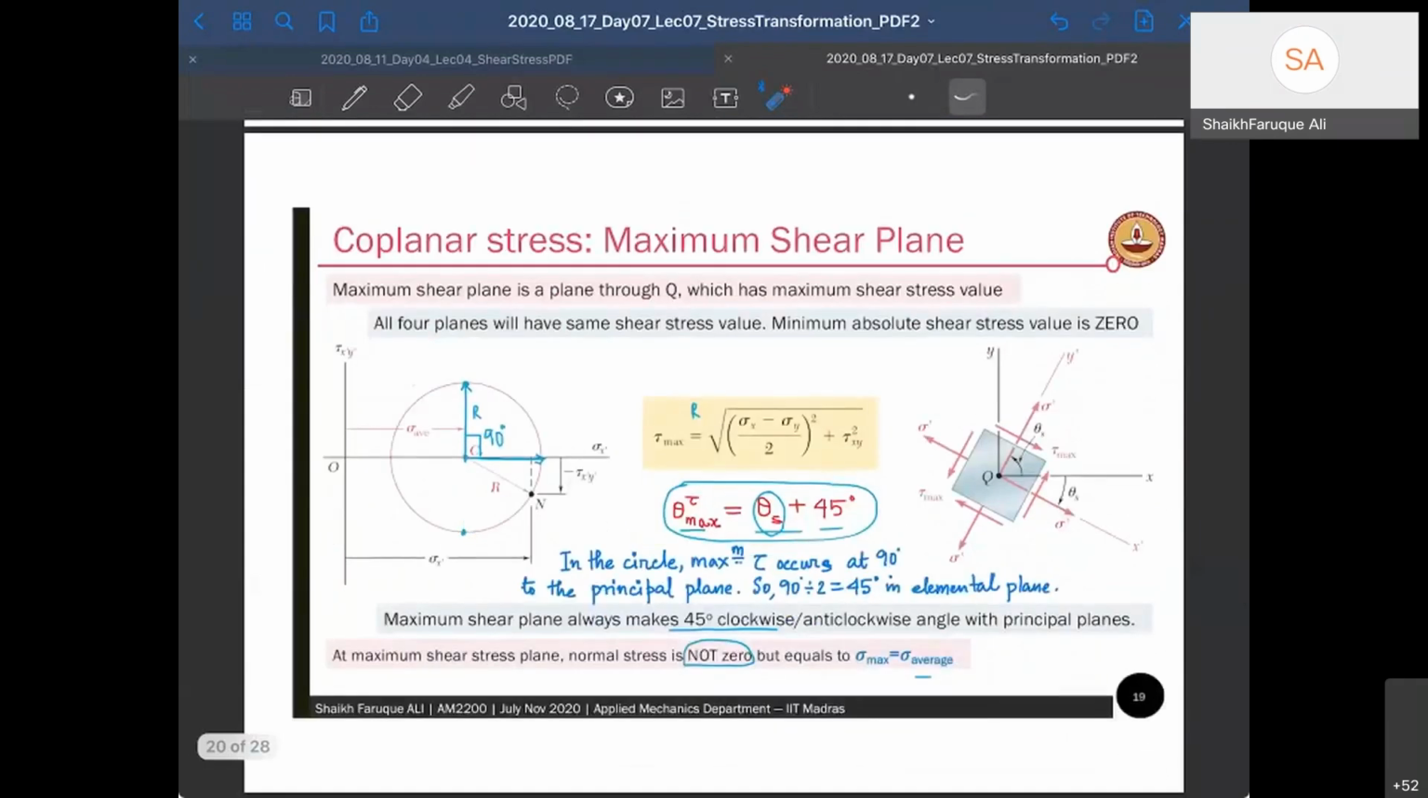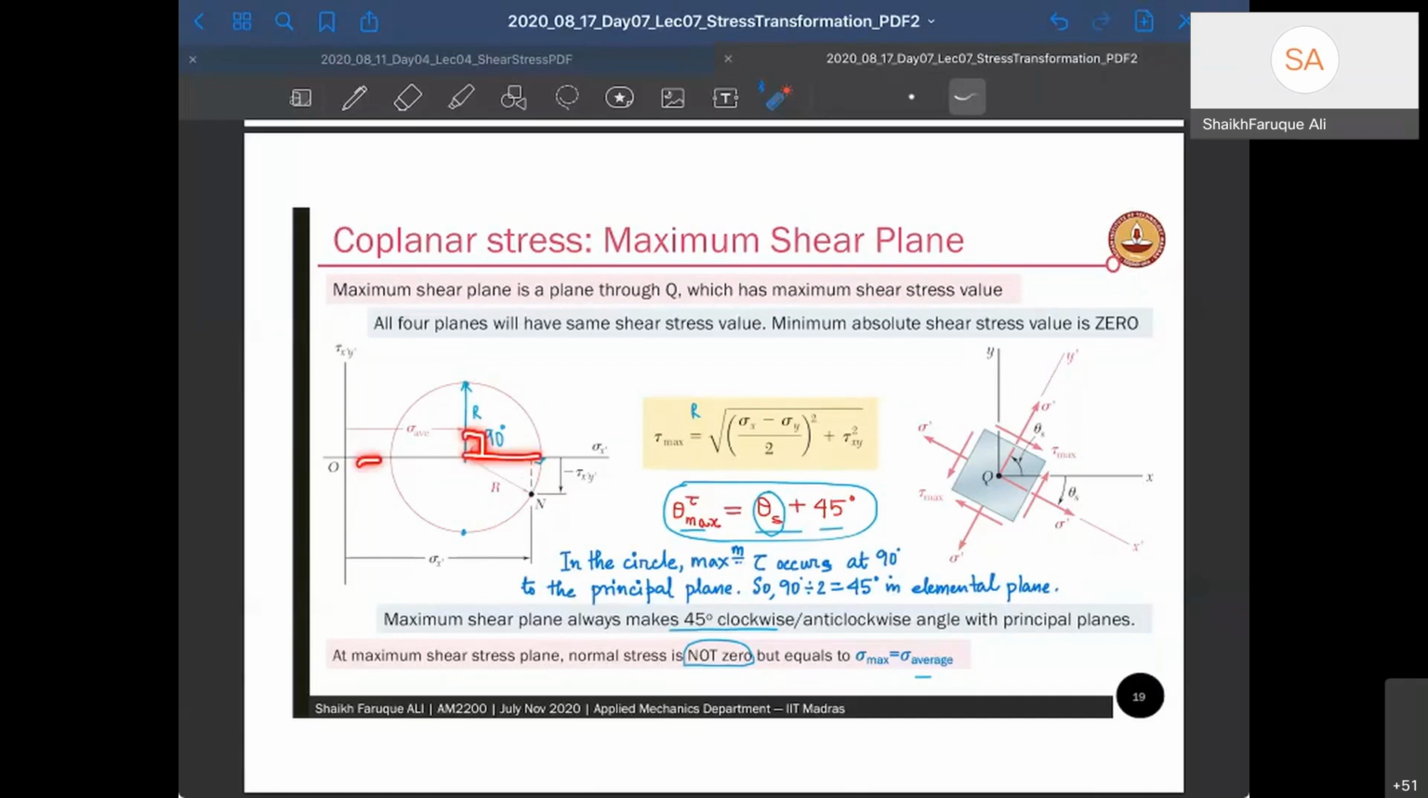The maximum shear stress plane is always theta s plus 45 degrees. Okay, theta s is your, this is your 90 degrees. So this is your maximum plane of shear stress. That is going to be your principal plane. It will make a 45 degree angle with the principal plane in the actual orientation. In Mohr's circle, it will make a 90 degree angle with your principal plane.